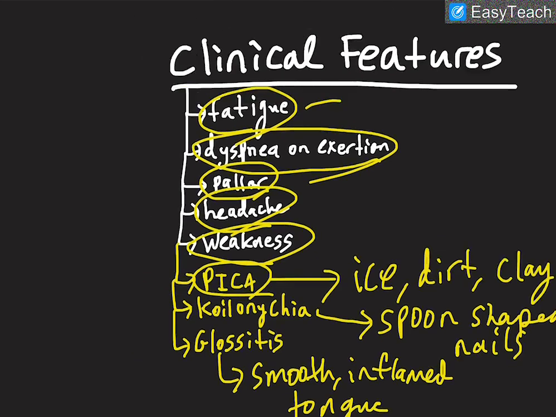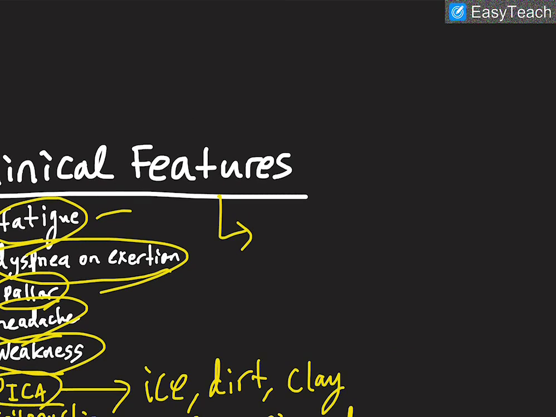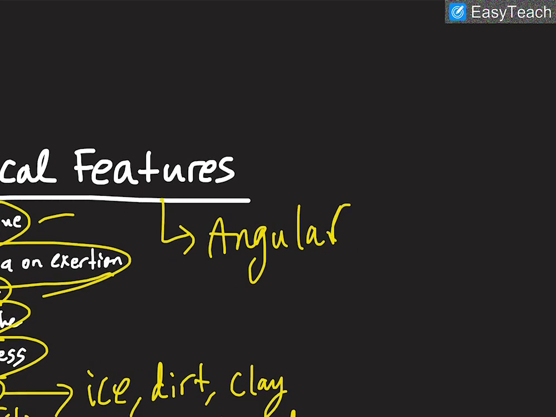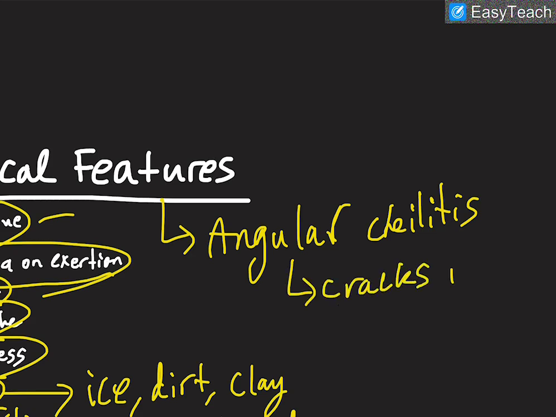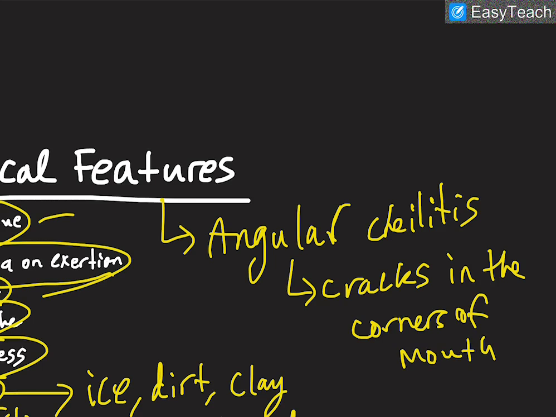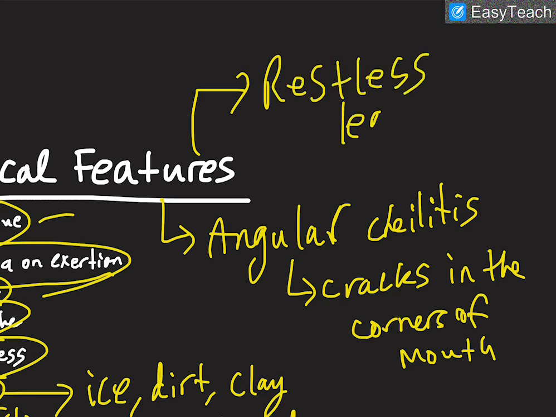Another thing you can see in iron deficiency anemia is called angular cheilitis. So what is angular cheilitis? It's when you have cracks in the corners of your mouth. This can also happen if you have iron deficiency anemia. Another feature to keep in mind is restless legs. You can also see this in iron deficiency anemia.